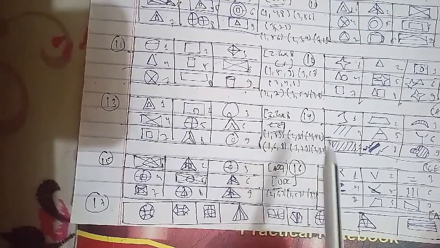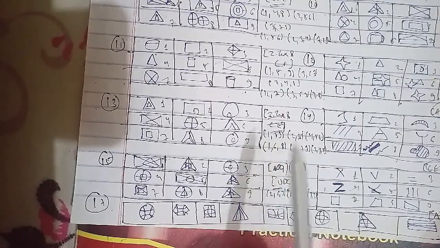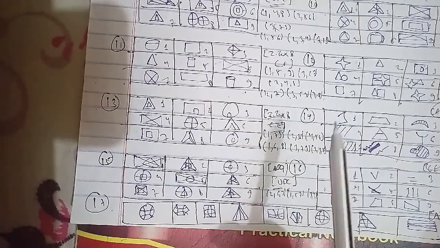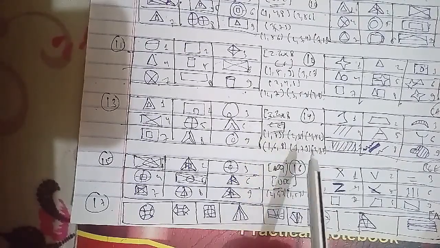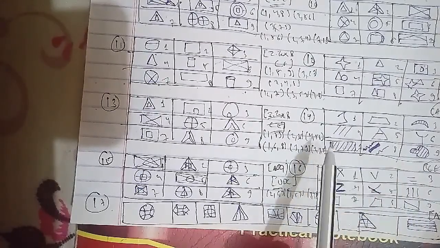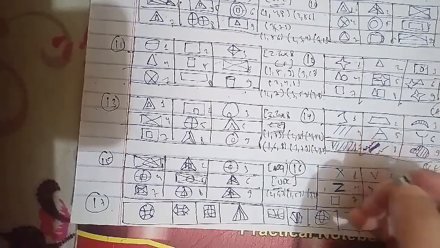I am representing here only 1, 2, 3 consisting of 2 straight lines. 4, 5, 6 consists of 3 straight lines. 7, 8, 9 are figures formed from the 4 straight lines here.